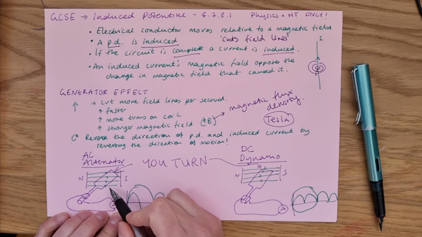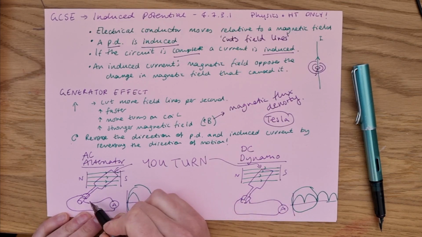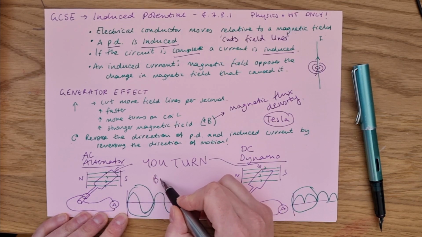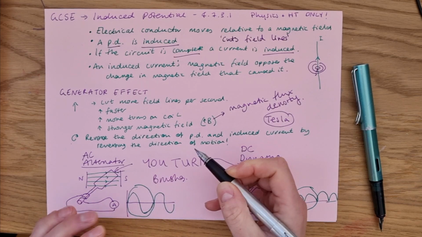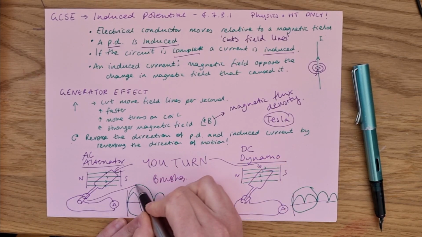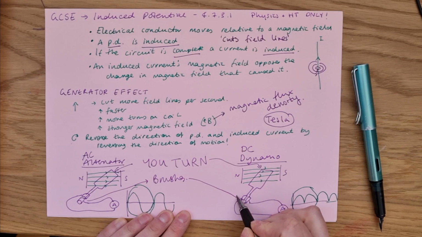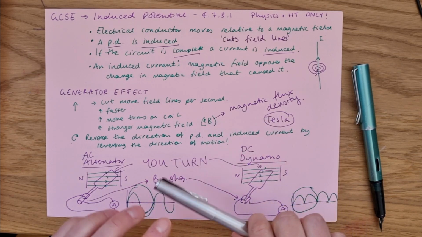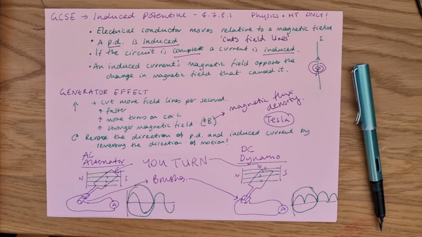Now, then there are two little bits here. Both of these have brushes, some sort of brush-like connection, and that basically stops the wires from getting tangled up. You can't have a complete connection to this, otherwise you quite quickly get your wires all tangled up as you turn the coil. So normally there's brushes.